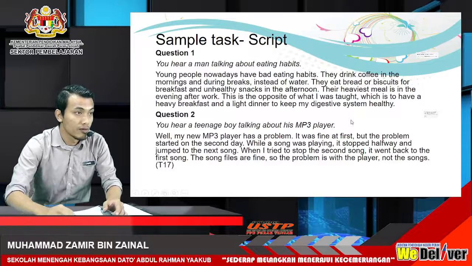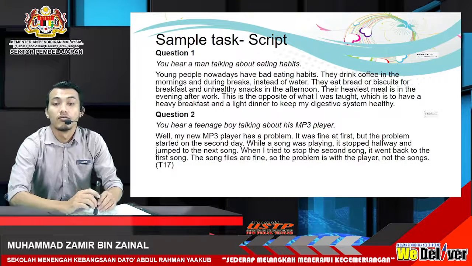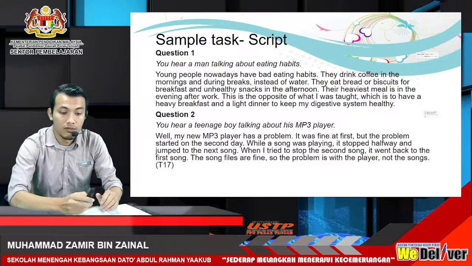2. You hear a teenage boy talking about his MP3 player. Well, my new MP3 player has a problem. It was fine at first, but the problem started on the second day. While a song was playing, it stopped halfway and jumped to the next song. When I tried to stop the second song, it went back to the first song. The song files are fine, so the problem is with the player, not the songs.